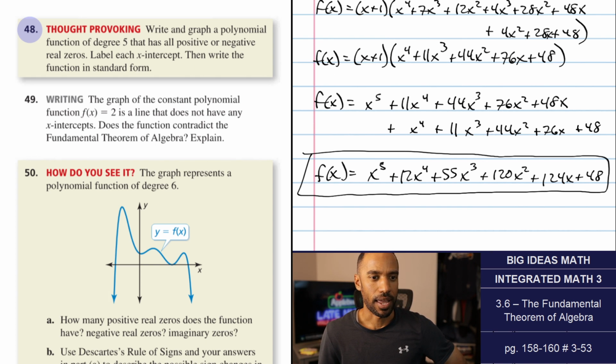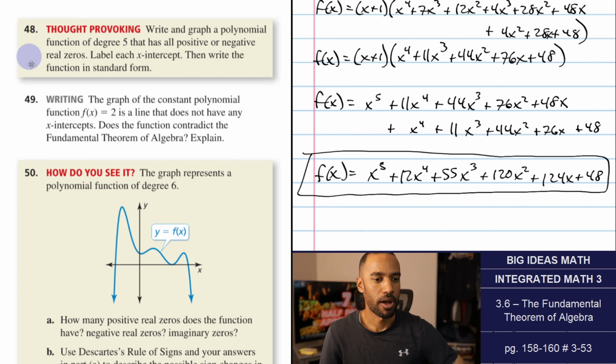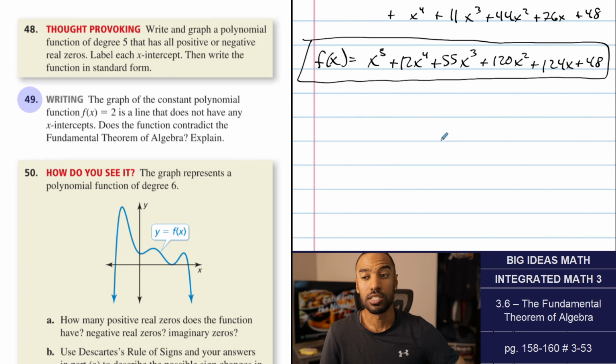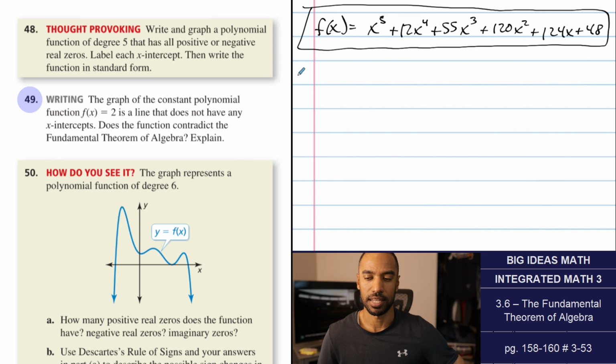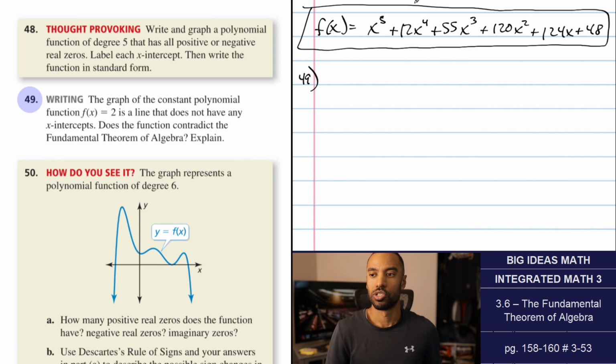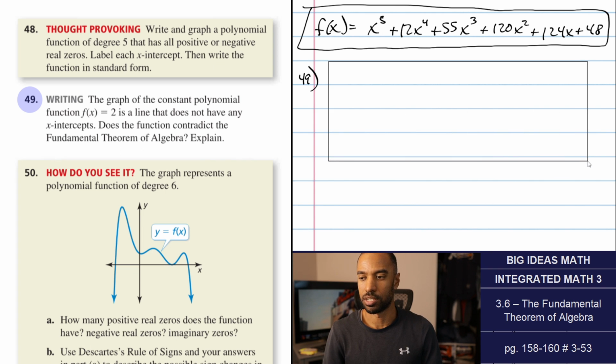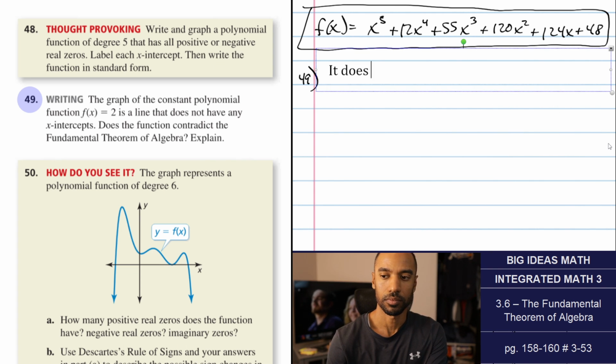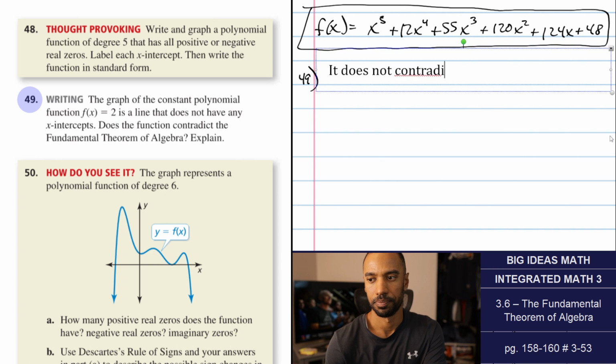Okay, number 49, writing. The graph of the constant polynomial function f of x equals 2 is a line that does not have any x-intercepts. Does the function contradict the fundamental theorem of algebra? Explain. It doesn't. The fundamental theorem of algebra states that the degree n has to be greater than 0, if you recall that. So, although it's a constant function, it does not contradict.